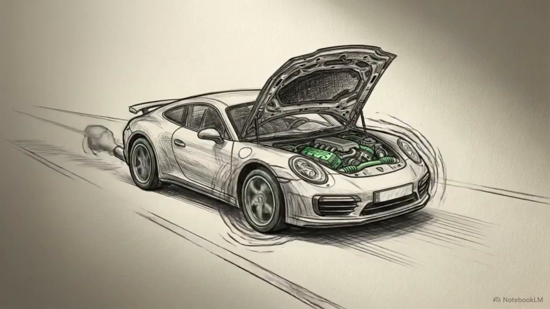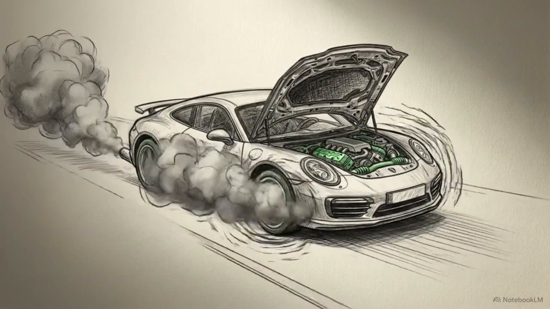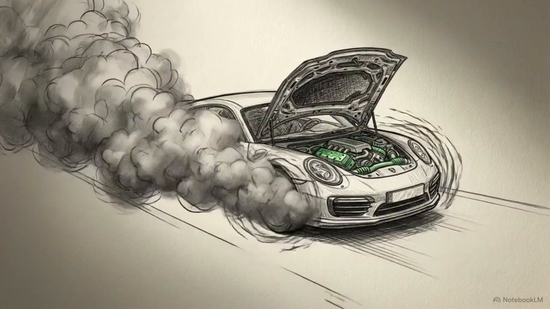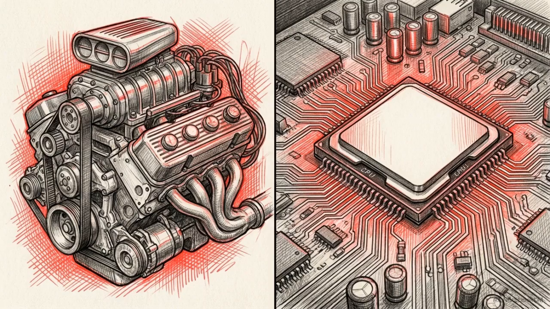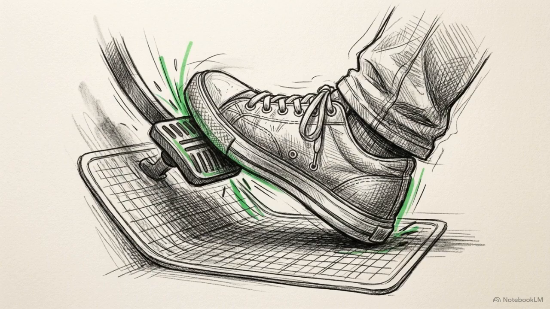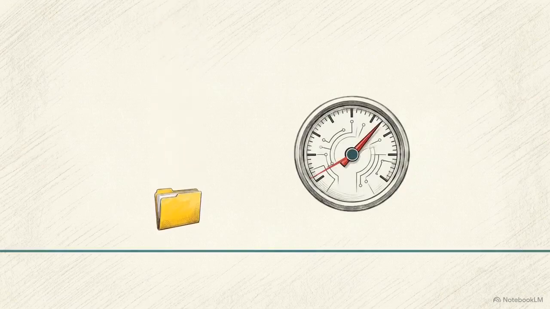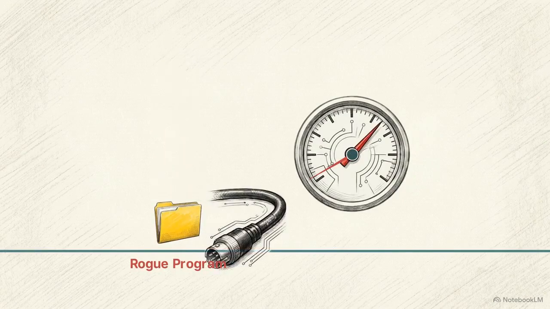But what happens when the trunk is empty, the fuel is full, and the car is still struggling to accelerate? You click a folder and it takes 10 seconds to open. This visualizes a performance issue, usually related to your central processing unit, or CPU. It's like putting your car in neutral and flooring the gas pedal. If a single background program gets confused and demands all the computer's attention, your engine meter gets pegged in the red zone, leaving no power for your actual work.